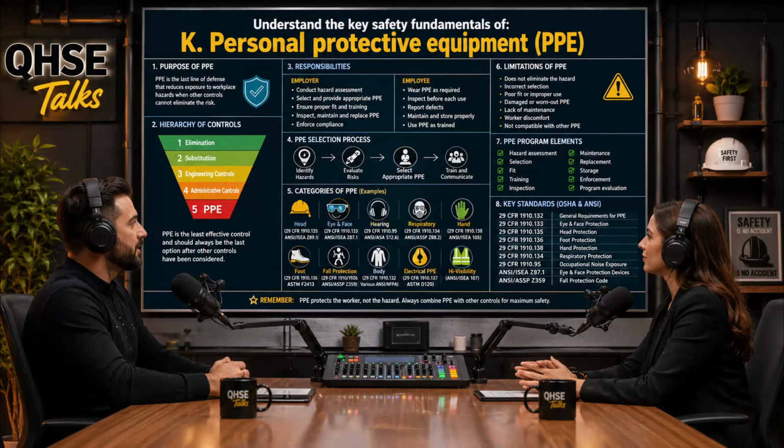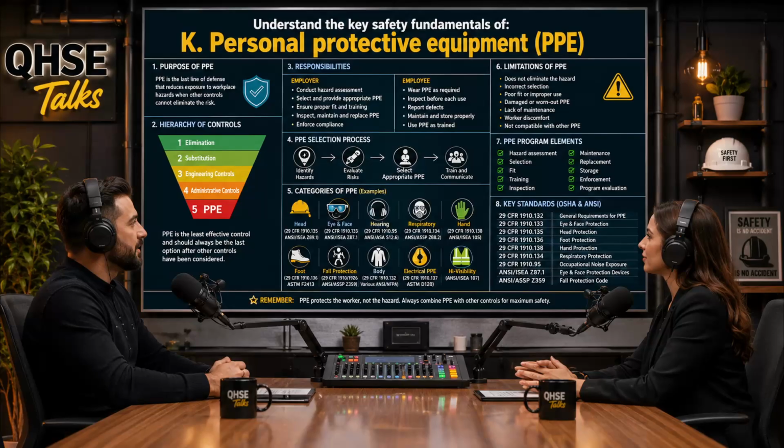We use substances like Bitrex, right? Which is incredibly bitter. Extremely bitter. Or stannic chloride irritant smoke. If the worker can taste the bitterness or if they cough from the smoke while wearing the mask, the seal has failed. You can't just ask them, does it feel tight? No, the fit must be empirically proven.